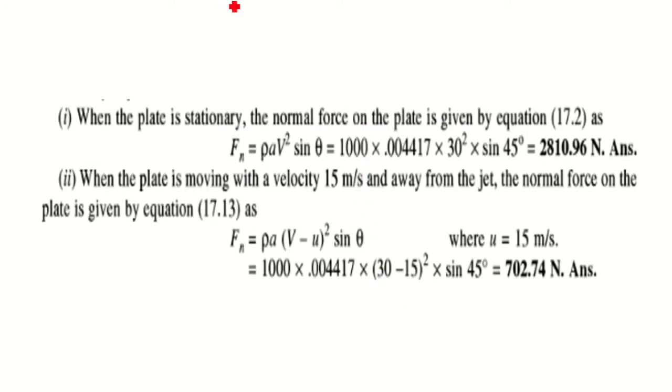So when the plate is stationary, the normal component of force, as we discussed in the earlier class, is rho a v square sine theta. So this is the equation. Substituting the values, density is given, area is also given, velocity is given, and theta is 45 degree. So the final answer obtained is 2810.96 Newton.